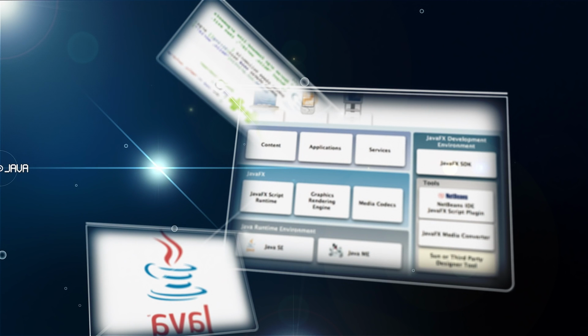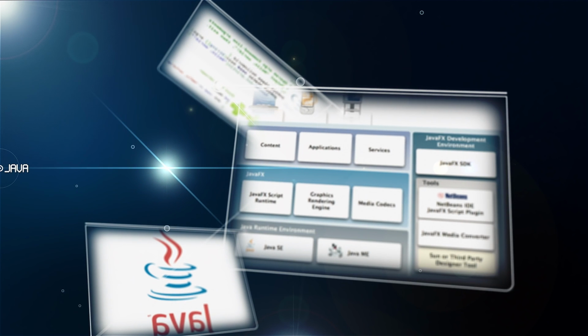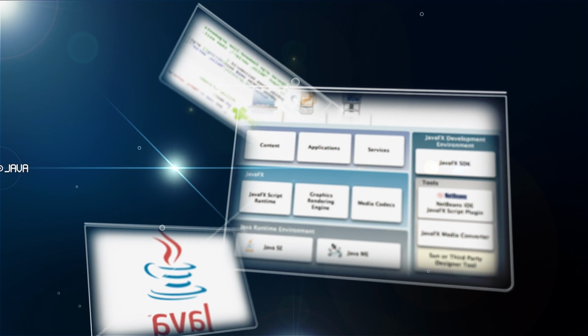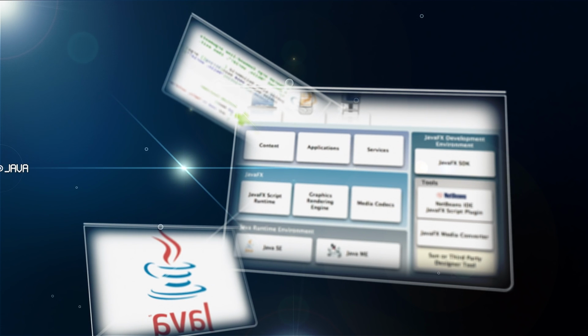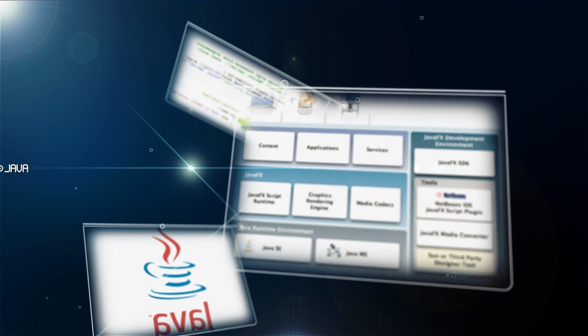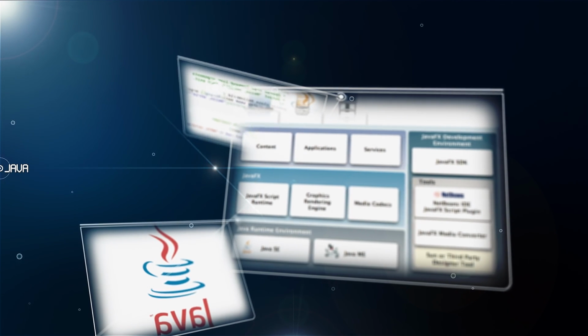It is intended to let application developers write once, run anywhere, meaning that code that runs on one platform does not need to be recompiled to run on another. Java is currently one of the most popular programming languages in use.